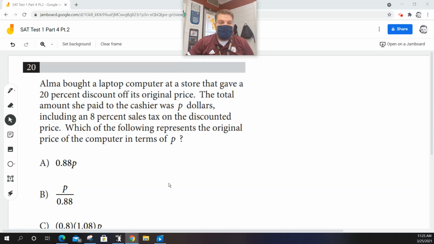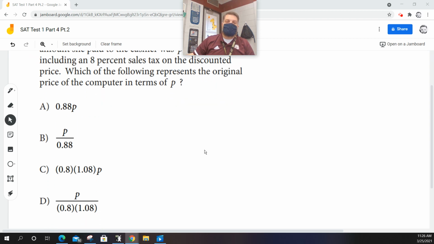Okay. It says Alma bought a laptop computer at a store that gave a 20% discount off of the original price. The total she paid the cashier was $P, including 8% sales tax on a discounted price. Which of the following represents the original price of the computer in terms of P?